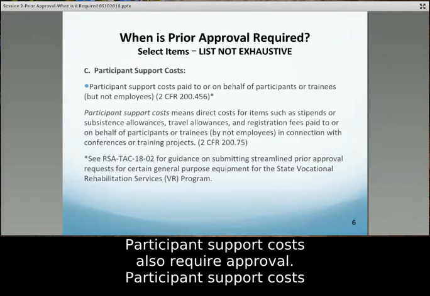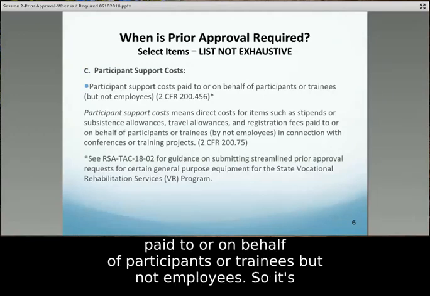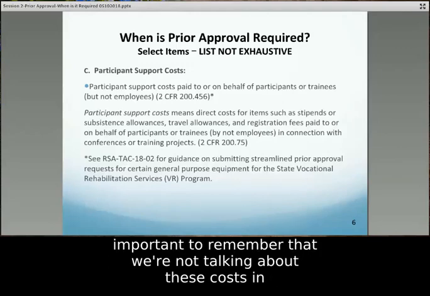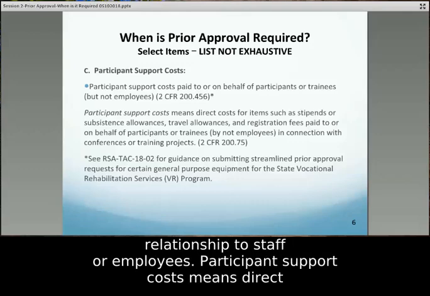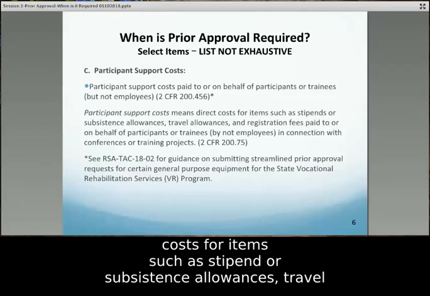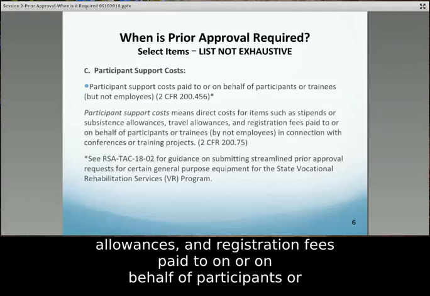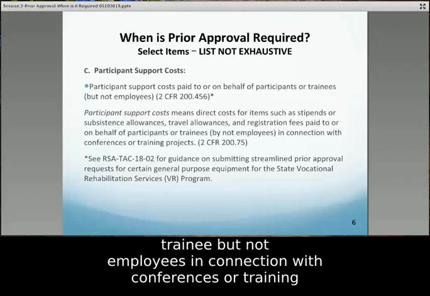Participant support costs also require approval. Participant support costs are paid to or on behalf of participants or trainees, but not employees. So it's important to remember that we're not talking about these costs in relationship to staff or employees. Participant support costs means direct costs for items such as stipends or subsistence allowances, travel allowances, and registration fees paid to or on behalf of participants or trainees, but not employees, in connection with conferences or training projects.